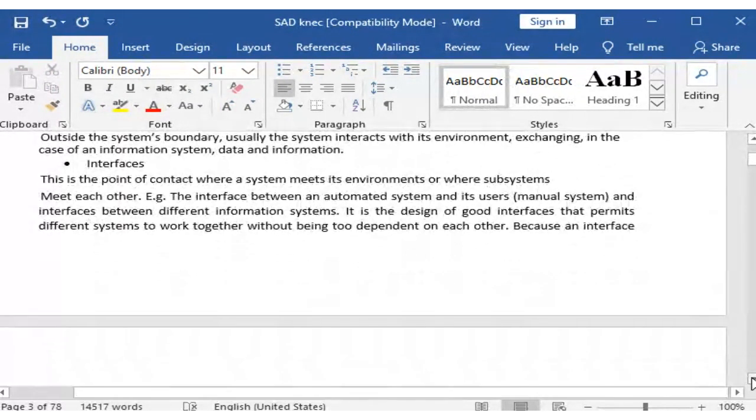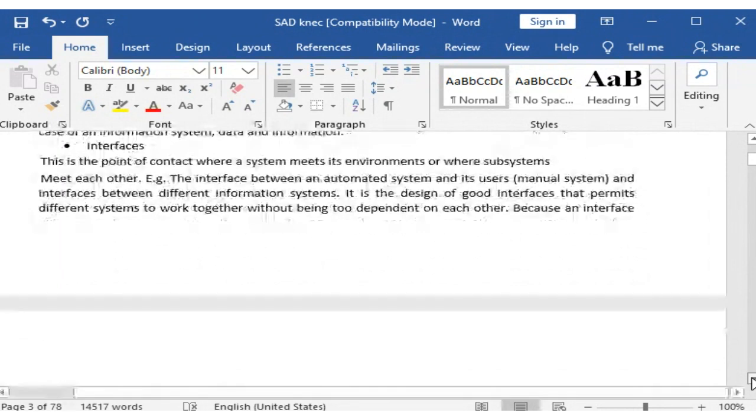Now, interface. An interface is a point of contact where the system meets its environment or where subsystems meet each other. Examples are the interface between an automated system and its users, that is a manual system, and interfaces between different information systems. It is the design of a good interface that permits different systems to work together without being too dependent on each other.